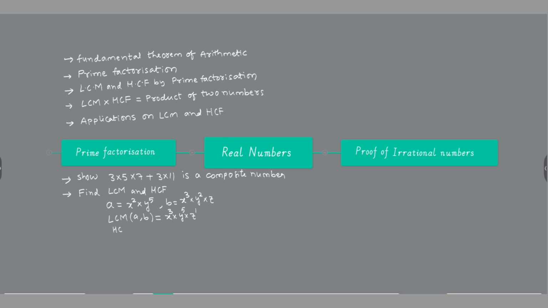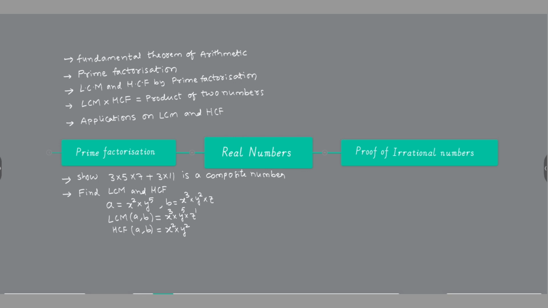Similarly, HCF. Here we take only the common factors that are present in both the factorizations. Common factors are only x and y. So x and y only we should take. Then their lowest powers. X lowest power is 2, y lowest power is 2. So like this we find the LCM and HCF of any two numbers by using the prime factorization method.